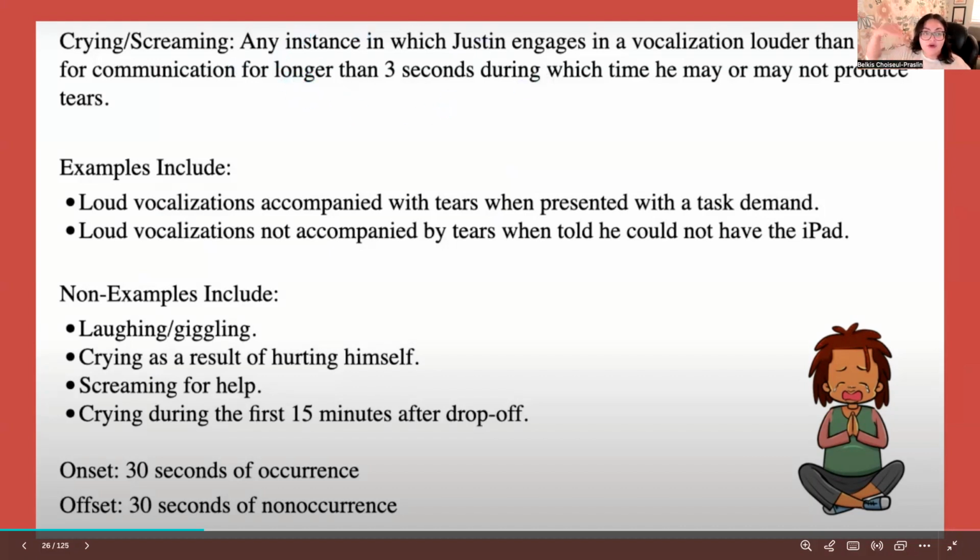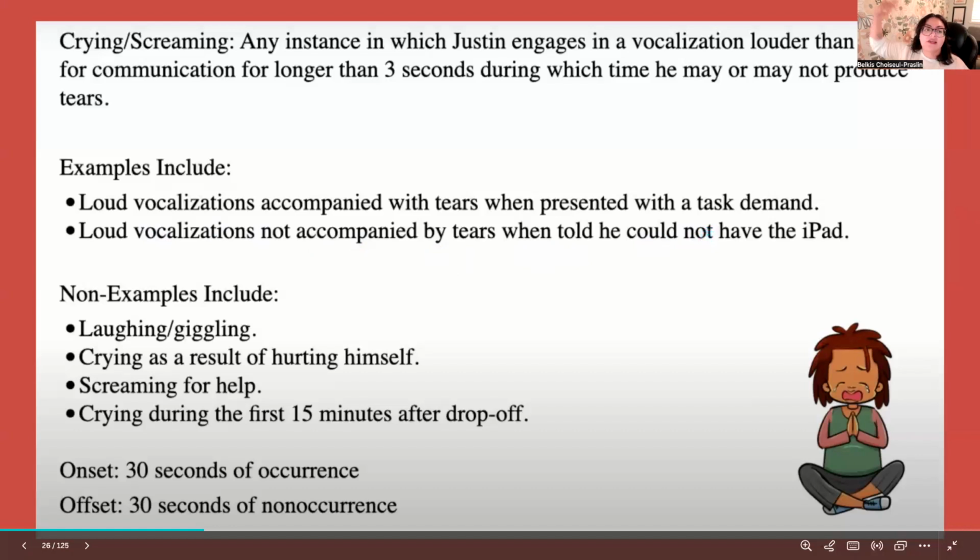Now you are being able to track that as crying or screaming. And whether or not I have tears does not seem to be the biggest indicator of crying happening, because the behavior is crying/screaming. Great. So when you're doing an operational definition, examples are extremely important and helpful. Some examples of Justin's behaviors here are loud vocalizations with tears when presented with a task demand. So he's being tasked to do something.